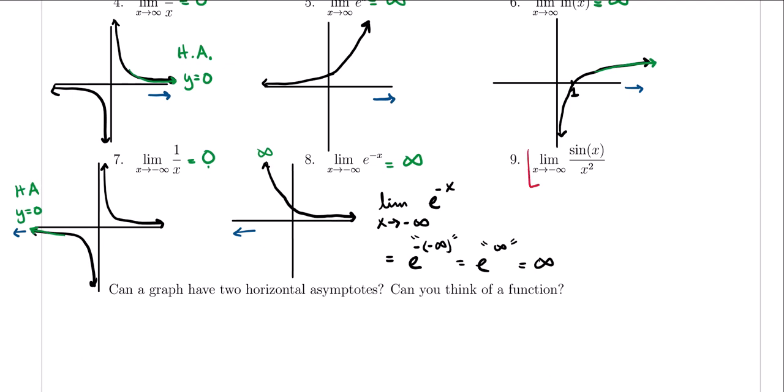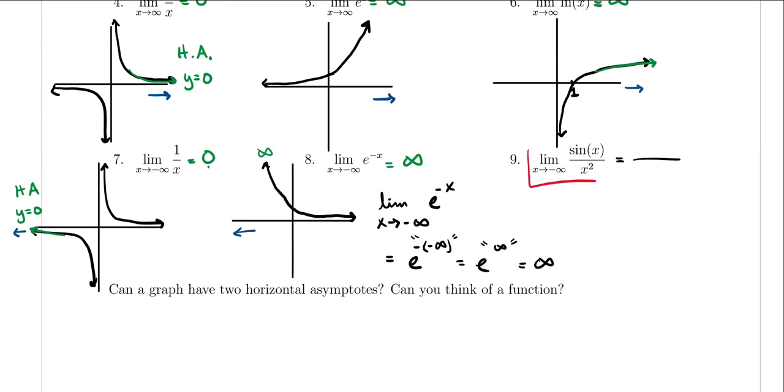Now, the last one here, I'm actually not going to graph because, well, I do kind of know how this graph is going to look like, but not going to do a graphical approach for this one. Instead, I want you to think about what's happening. So for problem 9, we have the limit as x approaches negative infinity for the sine of x all over x squared. Now, what is happening to the sine of x as x approaches negative infinity?